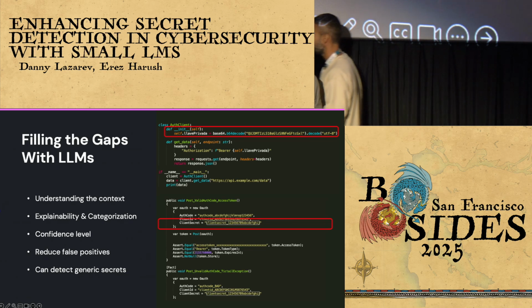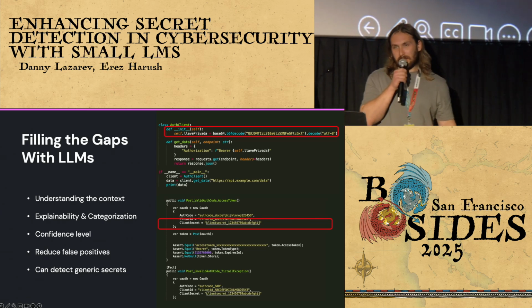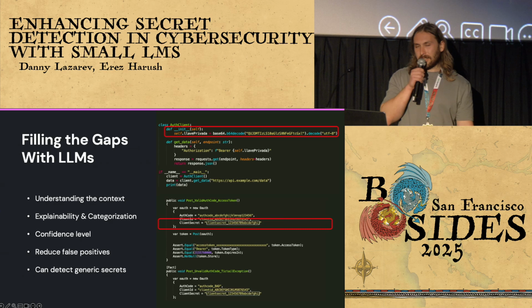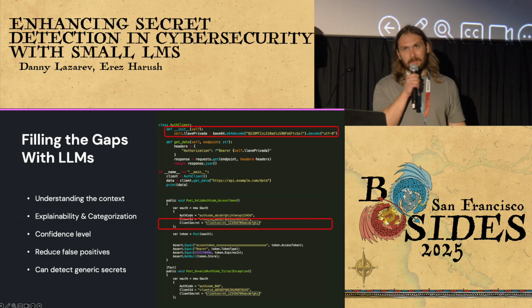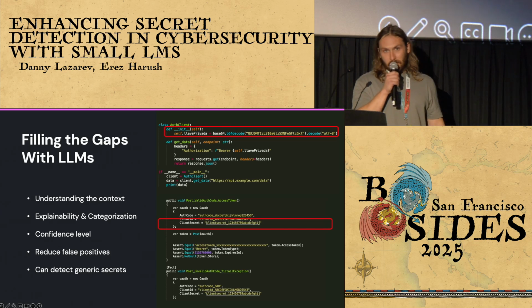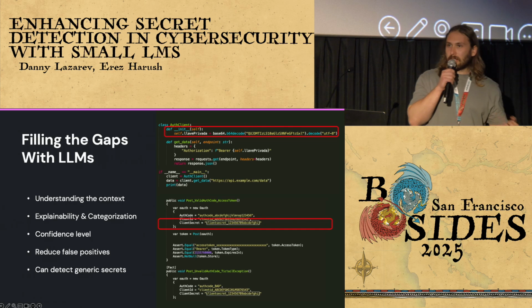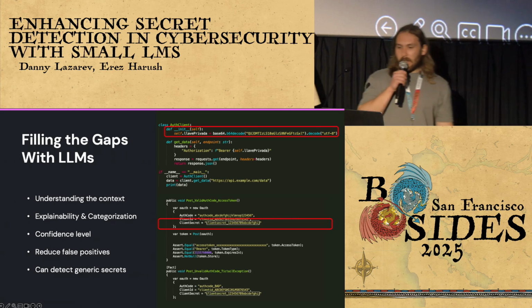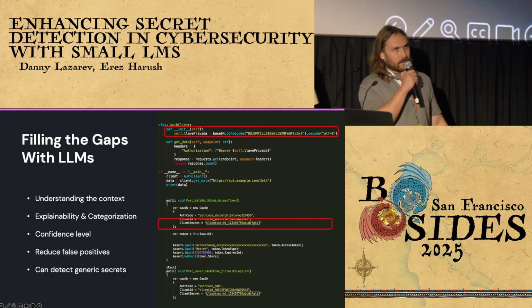So, like Erez said, the limitation of regex-based detection can be a real headache. Both false positives and false negatives create a lot of noise and sometimes even create embarrassment. Today, the closest thing we have to our critical eyes as security researchers are large language models. On this slide, we can see two examples.